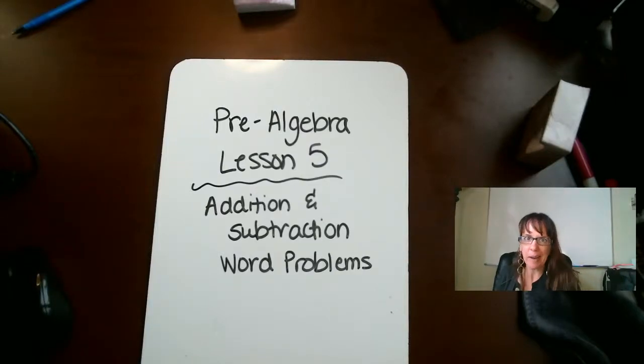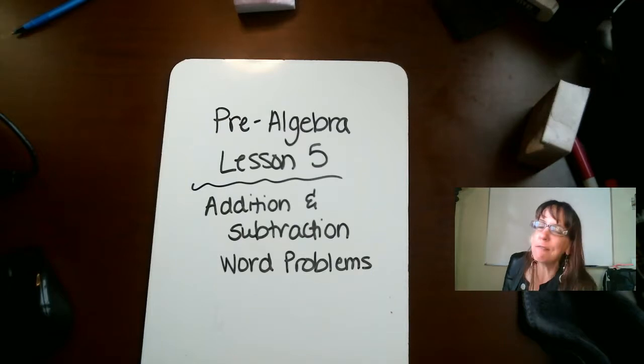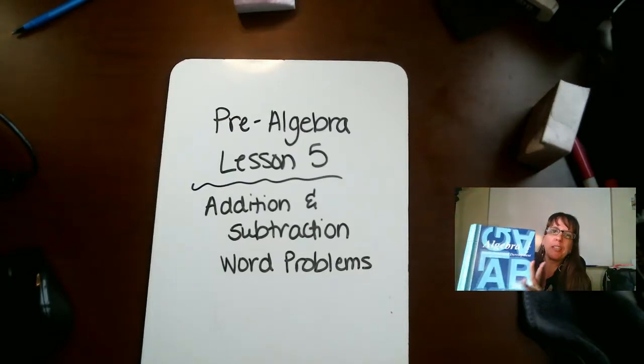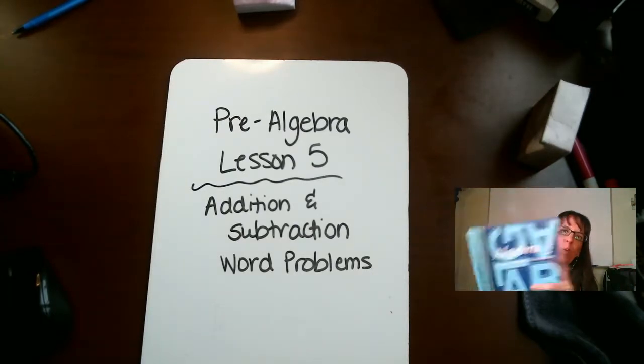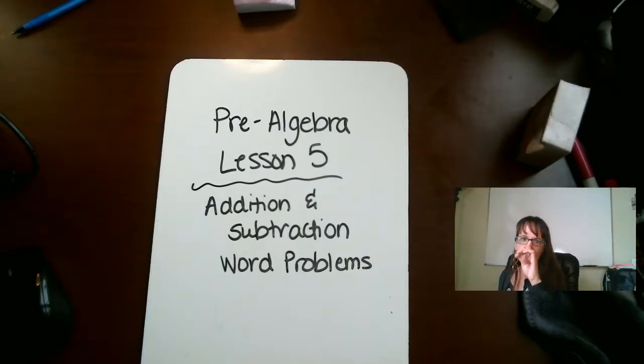Hi guys, welcome back. This is for my pre-algebra kids, lesson 5. We are working out of the third edition of the Saxon Algebra 1/2 book. Today we're going to be talking about addition and subtraction word problems.